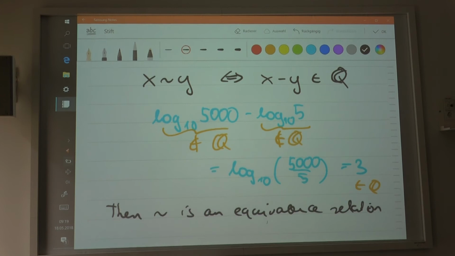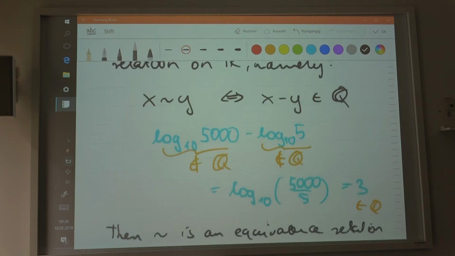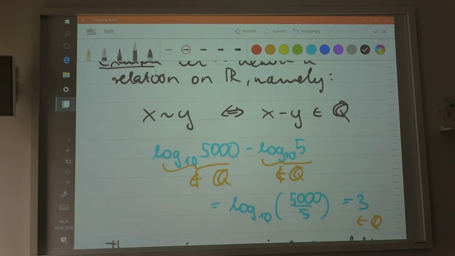Reflexivity means that each element relates to itself. Why is that? Because x minus x is always equal to 0, and 0 is a rational number, so any number relates to itself. If x minus y is rational, then y minus x is also rational, because one is the negative of the other, so the relation is symmetric. And the relation is also transitive: if x minus y is a rational number and y minus z is also a rational number, then x minus z must also be a rational number. That is something we can show, but I'm not doing this. That's quite obvious here.